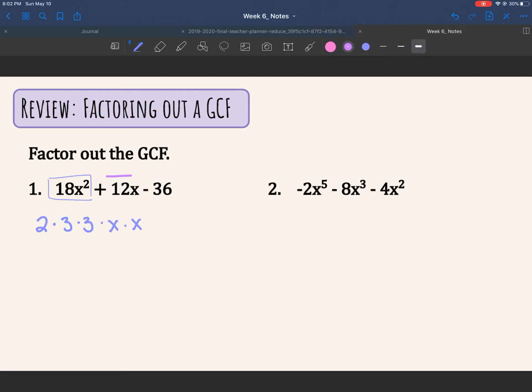I can even do the same for 12x. I can break that down. So 12 would be 2 times 6, and then 6 could be 2 times 3. And then we have 1x. And then as for my negative 36, that would be 6 and 6, or 2 and 3, 2 and 3. And then 1's going to be negative. So that's like negative 1 times 2 times 2 times 3 times 3, and there's no x.